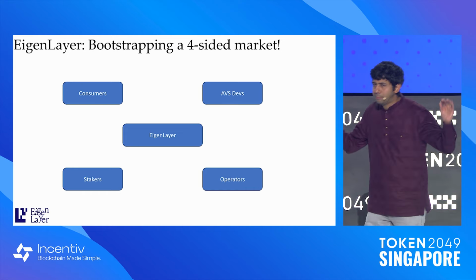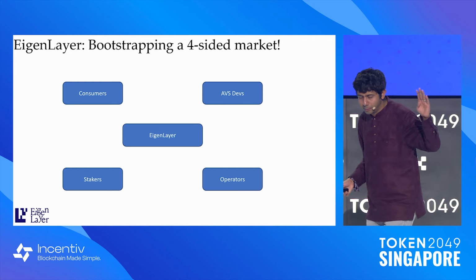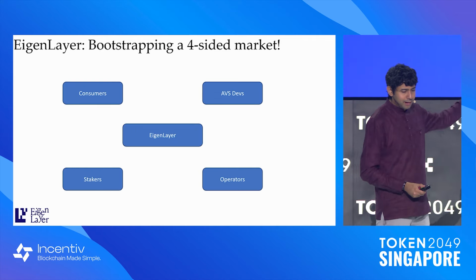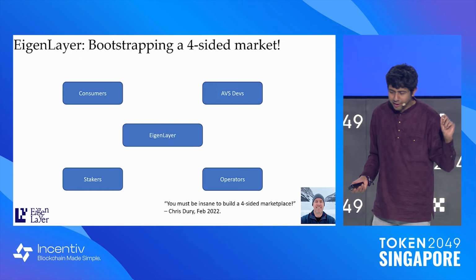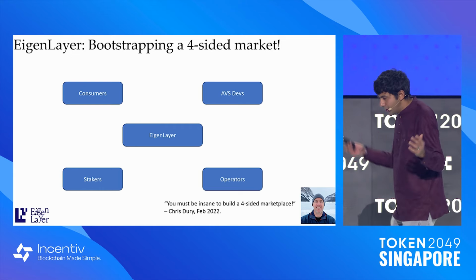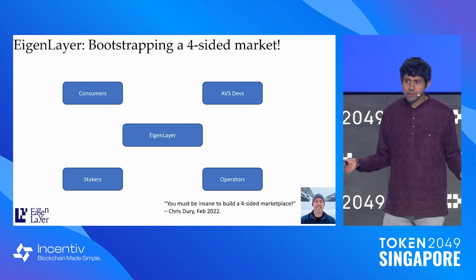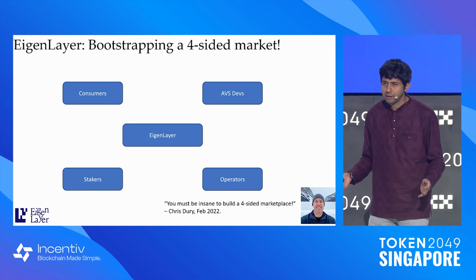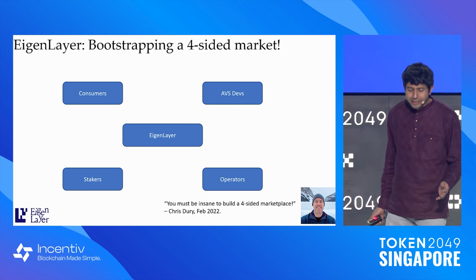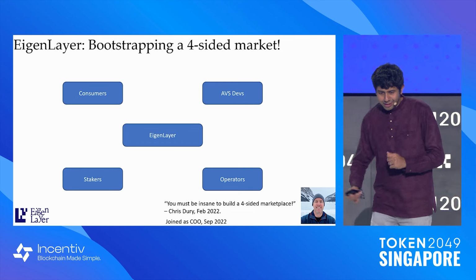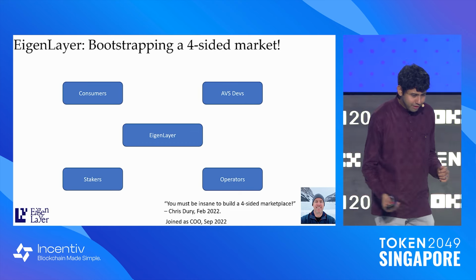It's extremely hard to build a four-sided marketplace. When I first met Chris Jury, who was an exec at AWS, I told him we're building this four-sided marketplace in 2022, and he said, you must be crazy. There's no way to bootstrap a four-sided marketplace. He joined us later as COO and on this adventure together.